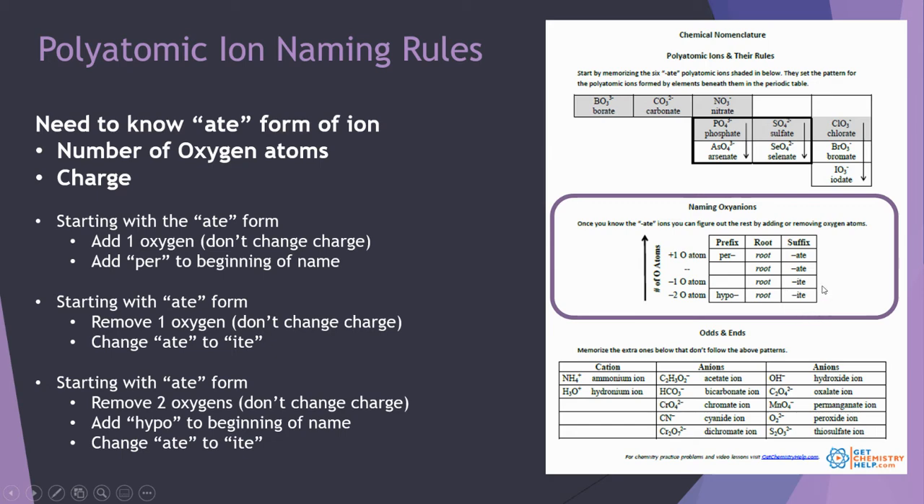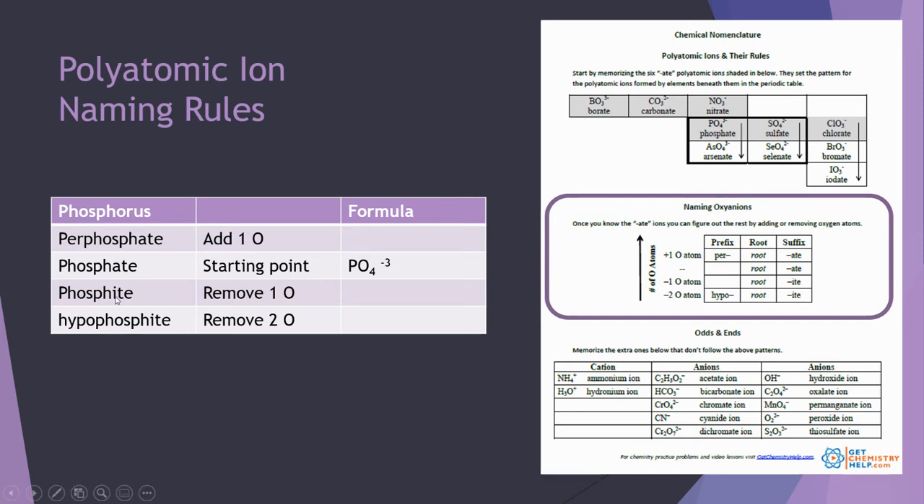So let's do a couple of these so you can see what I'm talking about. If we start with phosphate, and that is PO4 with a -3 charge, and you add 1 oxygen, you're going to end up with the name perphosphate. If you remove 1 oxygen, you're going to have phosphite. And if you remove 2 oxygens, you're going to have hypophosphite.